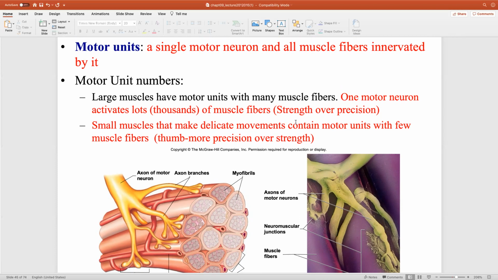So in large muscles, one motor neuron can be connected to hundreds or thousands of individual muscle fibers. What happens if you stimulate the motor neuron then? If you stimulate that one motor neuron, you have hundreds, and maybe even thousands, of muscle fibers that all contract at once. It makes it a strong contraction because you have more muscle fibers that you activate, right? It gives us strength over precision.